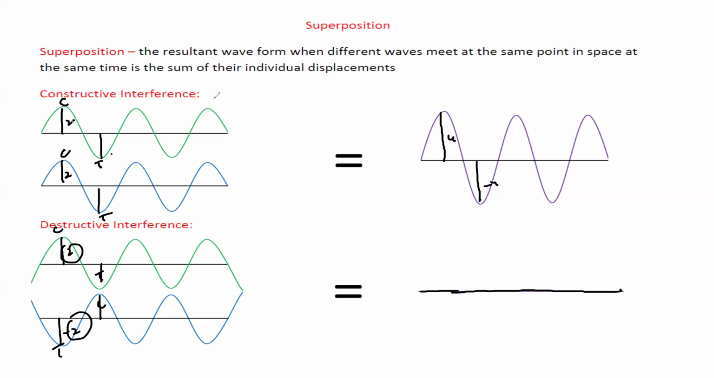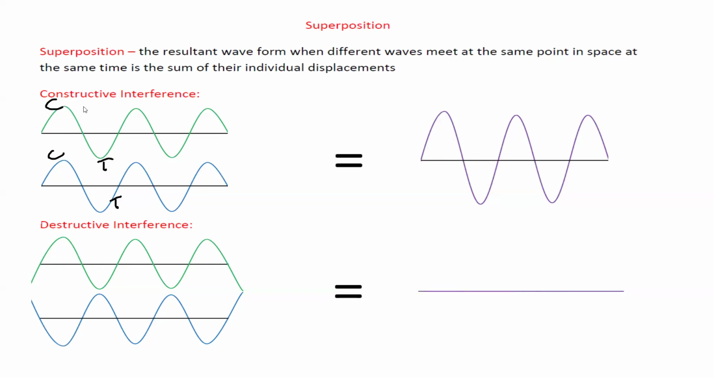We may have a perfect constructive interference. We may have a perfect destructive interference. If the crest joins with the crest or the trough joins with the trough, perfect constructive interference. But crest joins with the trough or the trough joins with the crest, perfect destructive interference.